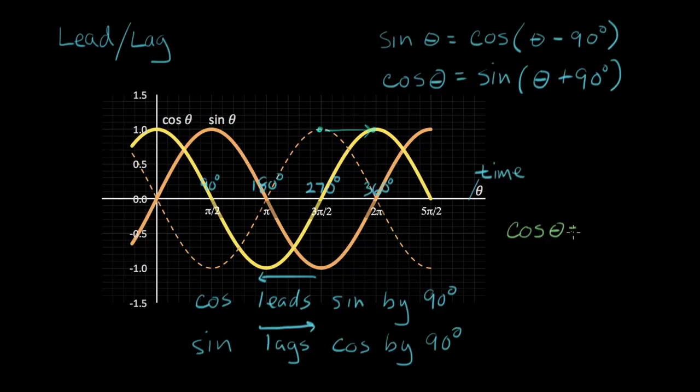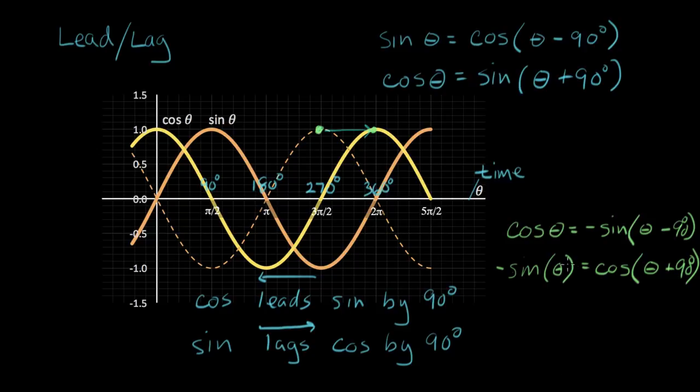Cosine of theta equals minus sine, so that's the dashed one, of theta minus 90 degrees. And I can flip that around the same way, and I can say that negative sine of theta equals cosine of theta plus 90. That's the same identity, but in reverse. If I want to know the value of negative sine, I just take that argument, advance it by 90 degrees, and take the cosine, it'll have the same value.